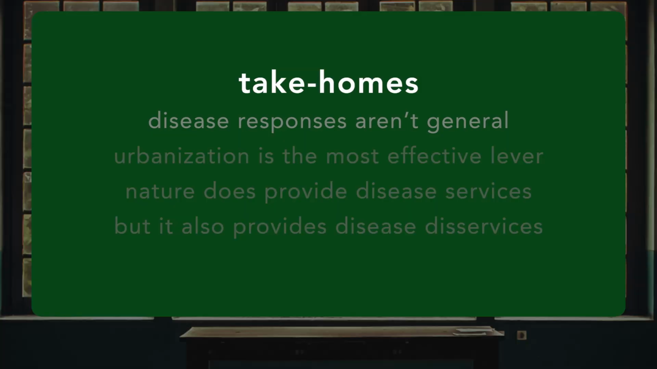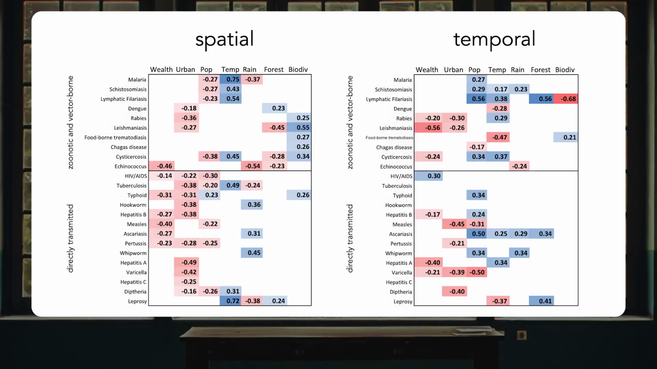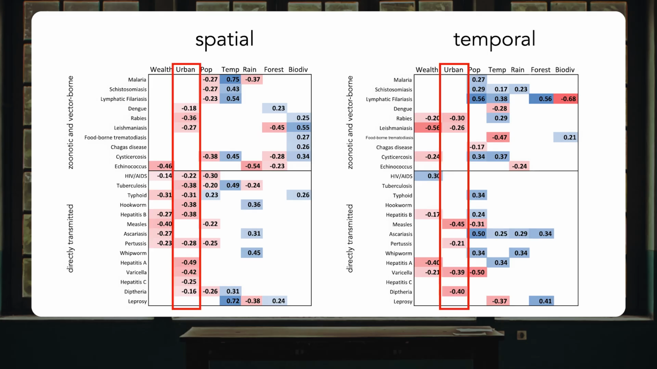So, what do I want you to take home from this? Disease responses aren't general. Each parasite is different. Different drivers are important for different parasites. We can't just press on one driver and expect all of the infectious diseases, or even most of them, to respond. But if we were going to press on just one driver, it wouldn't be nature. It would be urbanization.